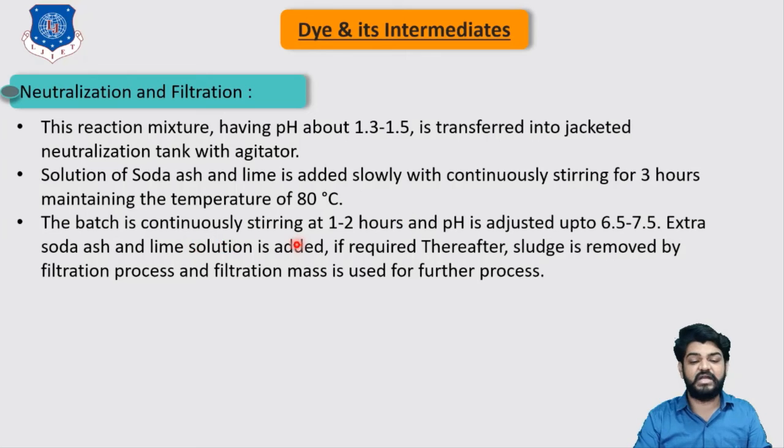Then this batch is continuously stirred for 1 to 8 hours, and we have to maintain a pH of 6.5 to 7.5 by means of the limestone and the soda ash. Extra soda ash and limestone can be easily added if required for the maintenance of the pH. Thereafter, this sludge is removed by the filtration unit, a plate and frame filter.